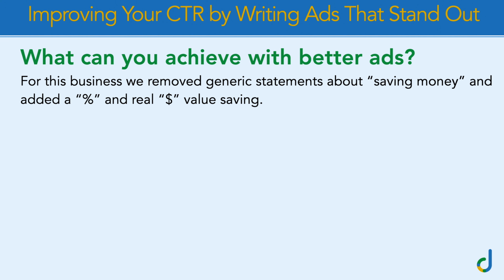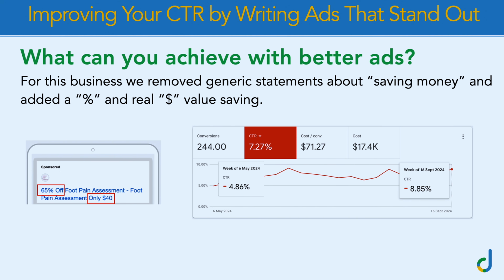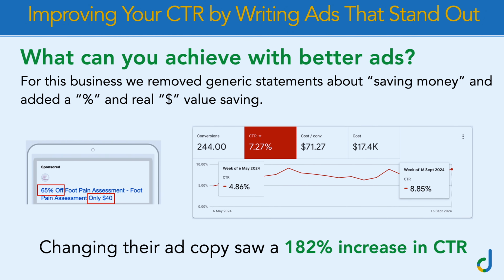Now let's just go through what you can actually achieve with better ads. I want to show you for this business, we removed generic statements about saving money and added in real percentage and dollar savings. This is for a foot doctor, or a podiatrist, sorry. So what we added is that we purely just added in 65% and that they saved $40. So they had "save now", they didn't have a dollar value on it, didn't have a percentage value on it. And I want to show you that changing the ad copy saw a 128% increase in their click-through rate. So we took it from a 4.86 up to an 8.85, and that was between May and September. So it doesn't take much in order to see really great results with your ad copy.